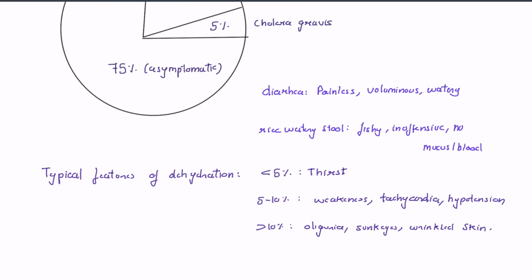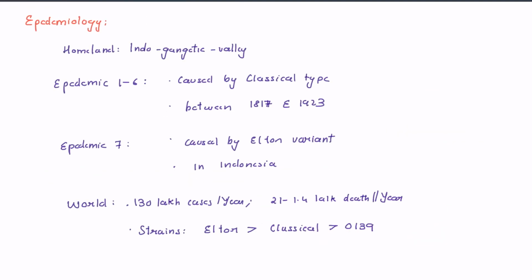First, it will activate your RAAS system and it causes thirst. Next, if you lose 5 to 10%, it will cause weakness. Weakness why? Because you don't have adequate blood volume. And tachycardia. Why? Because your body wants to compensate for the low blood volume. And hypotension, because there is low blood volume, so there will be a fall in blood pressure. If it is more than 10%, first you go to oliguria and then wrinkled skin and you can even go to coma. About the epidemiology.